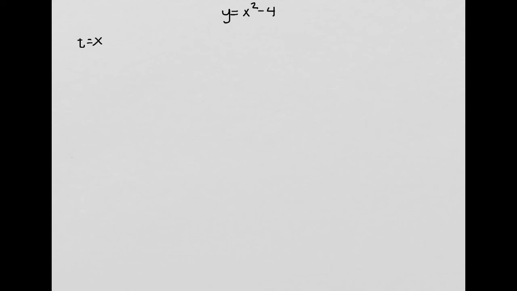The first thing that I'm going to do here is, if I ask you to write a parametric equation, and that's given this rectangular form, then to do that I have to know something about that parameter. So I'm telling you that t is equal to x.